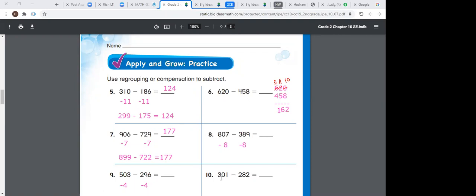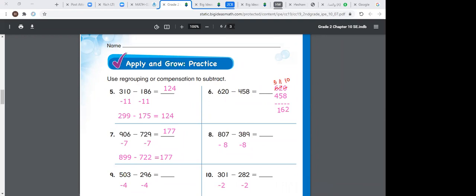Okay. Number 10, Ayman. 301 minus 282. If you want to use compensation, can you say here minus what and here minus what? You have 301. What's after 1? After 1, 2. Not before 1. So here minus 2 and here minus 2. Okay?